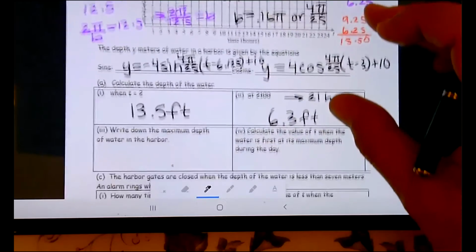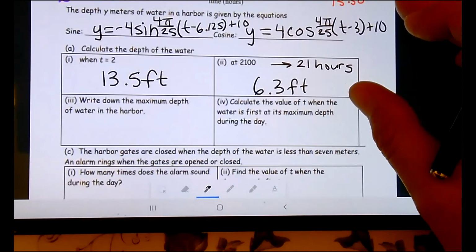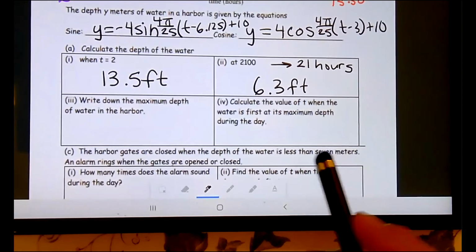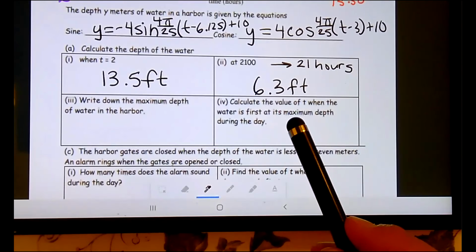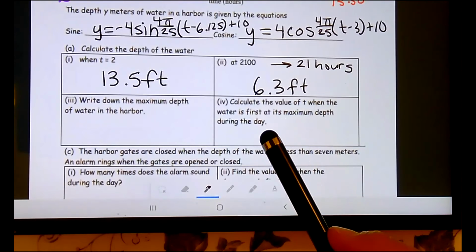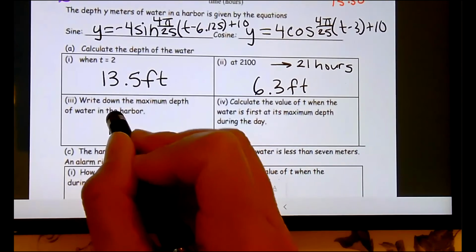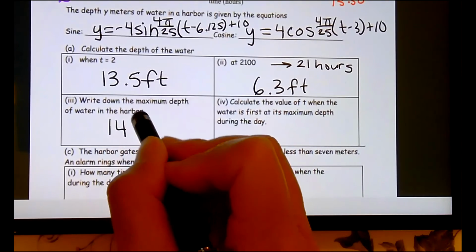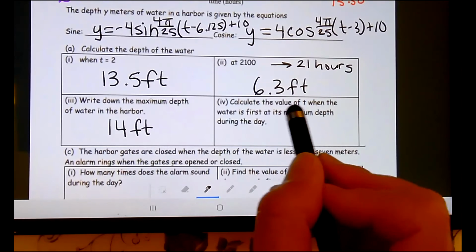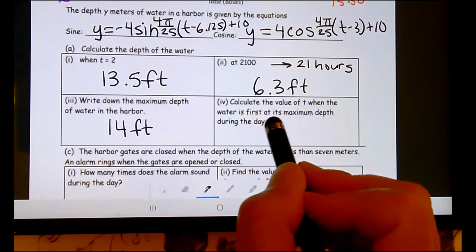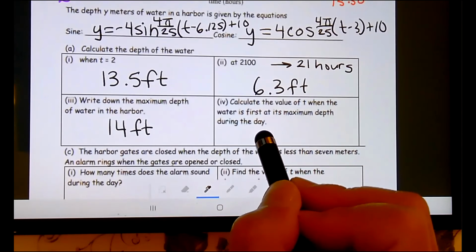Okay, 6.3 feet. So now it says, write down the maximum depth of the water in the harbor and calculate the value of T when the water is first at its maximum depth during the day. Okay, so the maximum depth of the water was our 14. That was our 14 feet. That was the maximum depth. Calculate the value of T when the water is first at its maximum depth of 14 during the day.